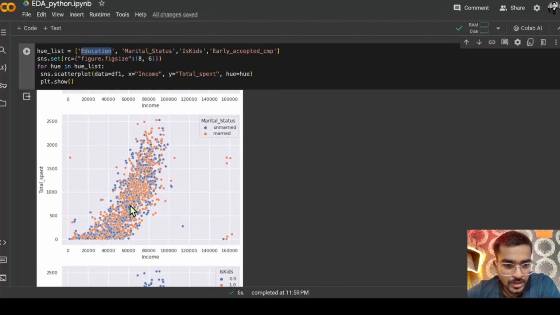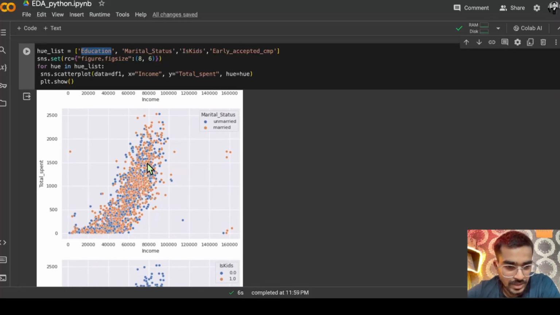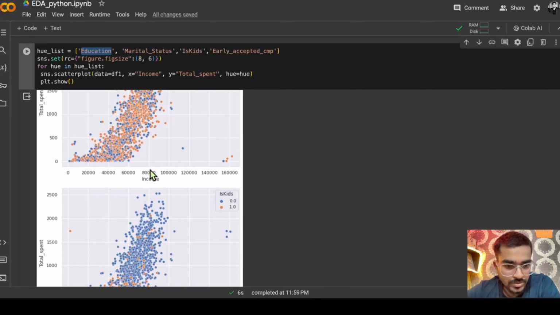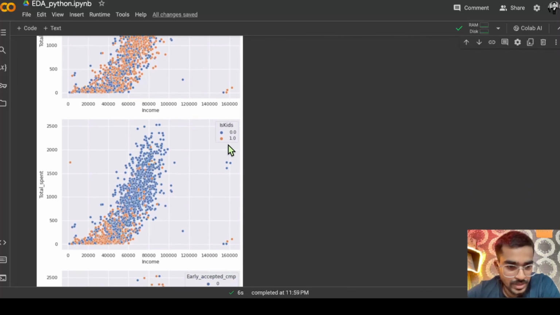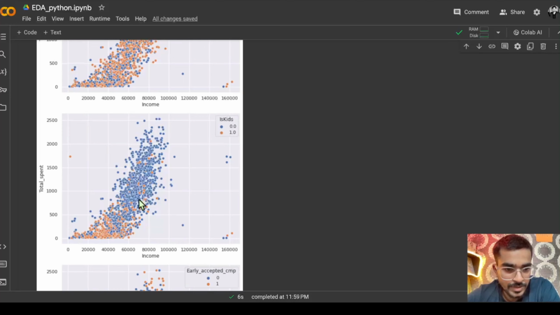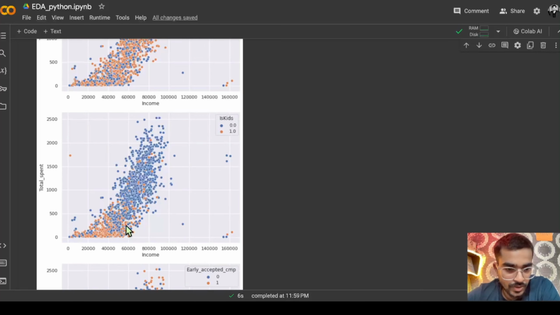What is the difference between married and unmarried people? You can see there is not much difference, there is a random spread of values, so there is no clue that we can make out of that. But there is a big difference in the case of kids. If there is a kid, that is represented as 1. You can see the orange dots here, and these are the blue dots.